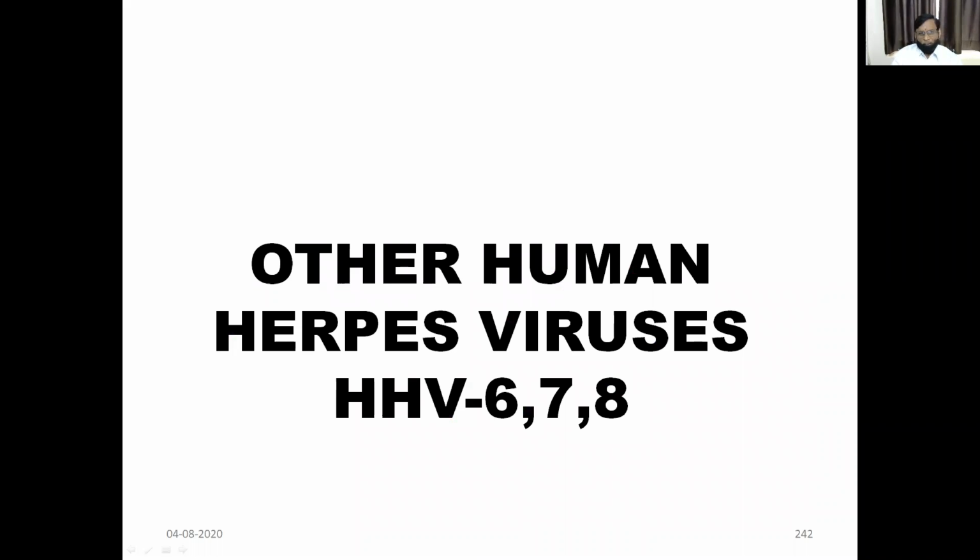The other human herpes viruses are 6, 7, and 8, which have not come in the books as common names, but some information has come for the 6, 7, and 8 viruses. We will see what these human herpes viruses 6, 7, 8 are.